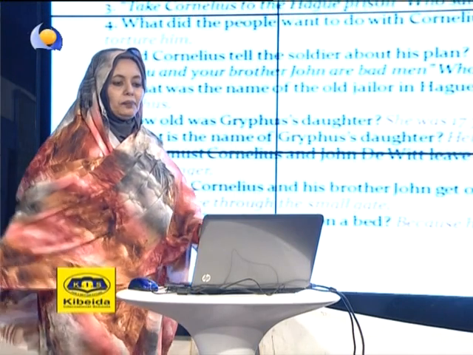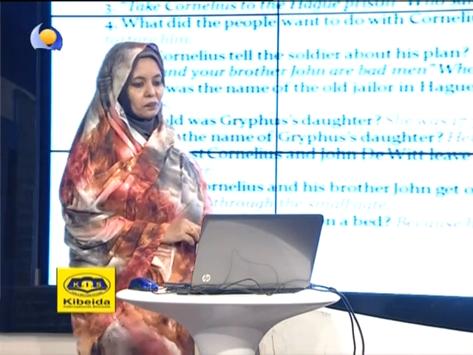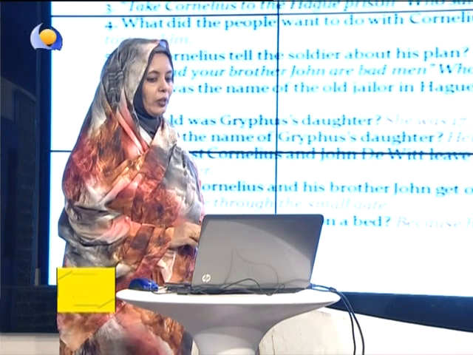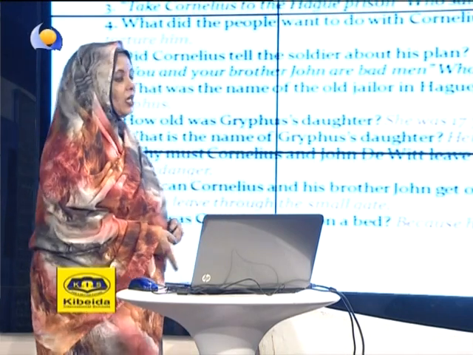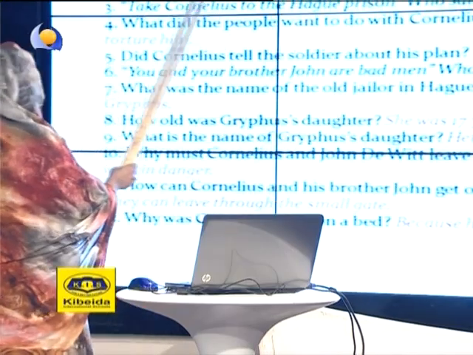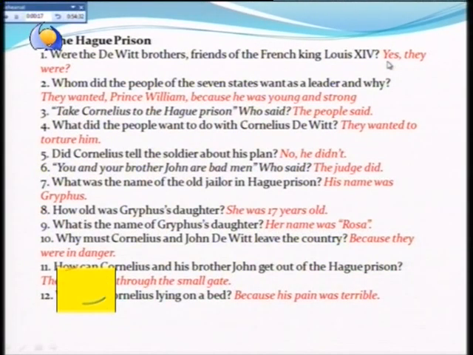In the Hague prison, were the DeWitt brothers friends of the French king? Sorry, the DeWitt brothers were friends of the French king, and whom did the people of the 7 states want as a leader, and why? At that time, the people did not want the DeWitt brothers because they were friends of the French king. So they wanted Prince William, who was young and strong. So the people there wanted him as a king.